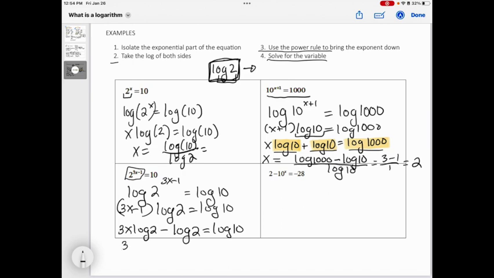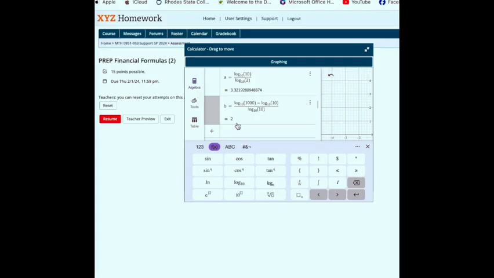I want to get the x term by itself, so I'm going to add log 2 to both sides. So I have log 10 plus log 2. Then I need to divide both sides by 3 log 2 so that I can get x by itself. So my answer, once I cross off the log 2's and the 3, I'm going to get x is equal to this right here. And then we can put that in the calculator and get a value.